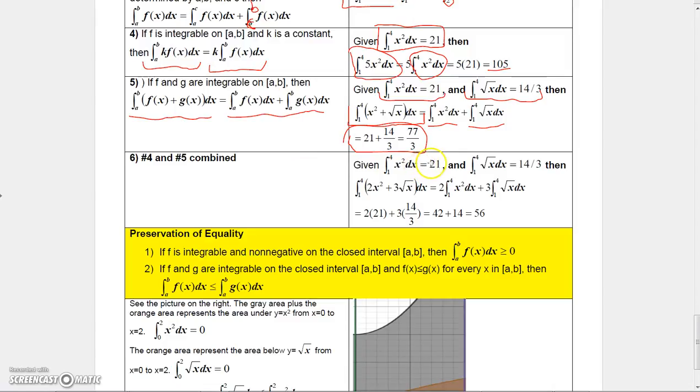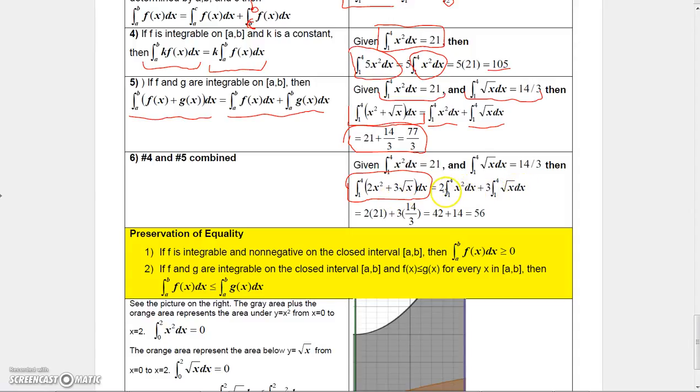So let's use the same examples. The integral of x squared dx is 21 from 1 to 4, and the integral from 1 to 4 of square root of x dx is 14/3. Then if someone says, well, I want you to integrate 2x squared plus 3 square root of x dx on the same limits 1 to 4, well, then using these properties 4 and 5, you can write the first integral as 2 times the integral of x squared dx, and the second one is 3 times the integral of square root of x dx, and both from 1 to 4.